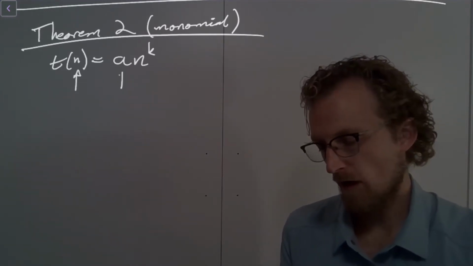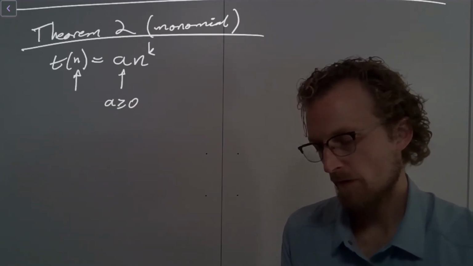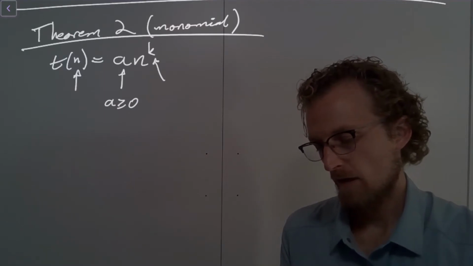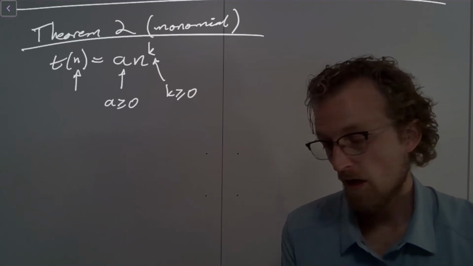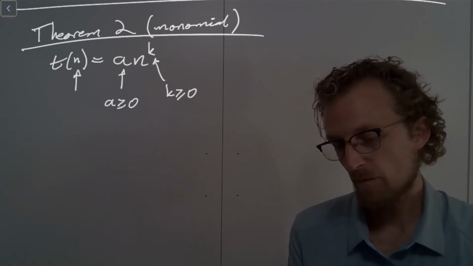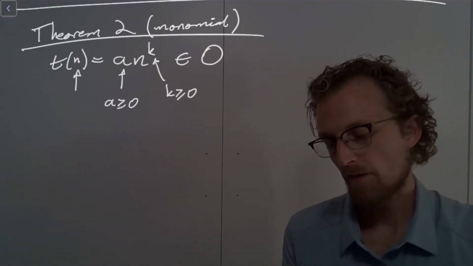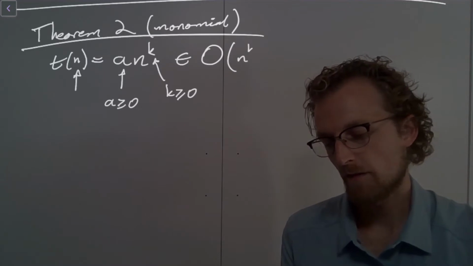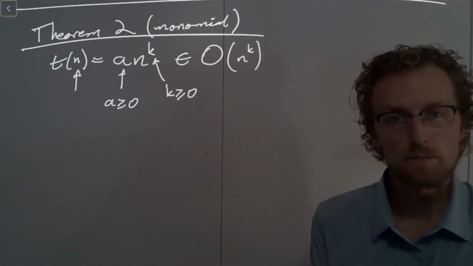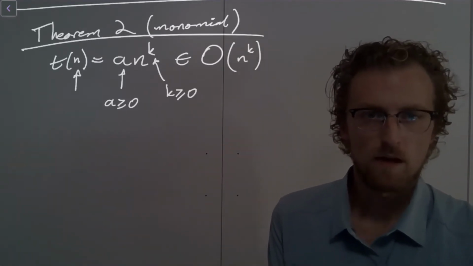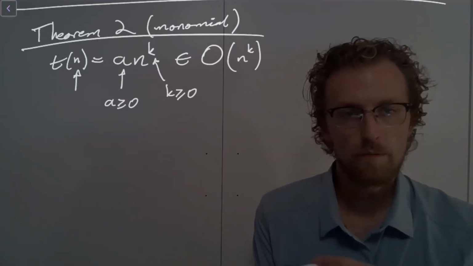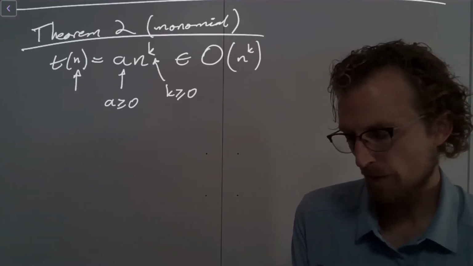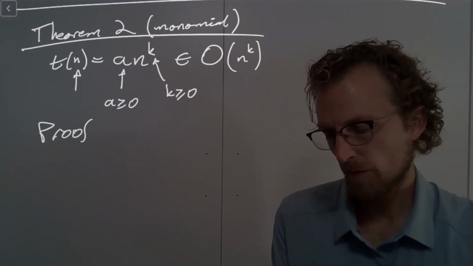Here a has to be greater than or equal to 0, and k has to be greater than or equal to 0. Okay, what is this? Well, this is big O of n to the k. So what does this mean? It means we drop the constant, right? I can totally ignore constants when I'm thinking about big O. Okay, so what's my proof? Super simple with this one.